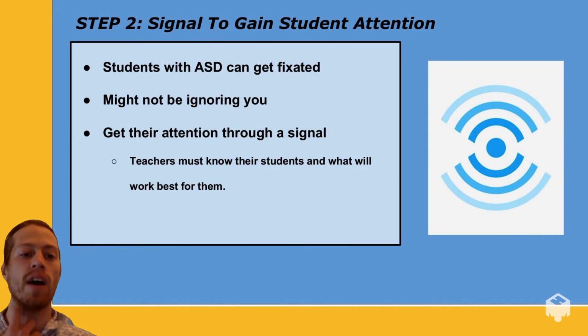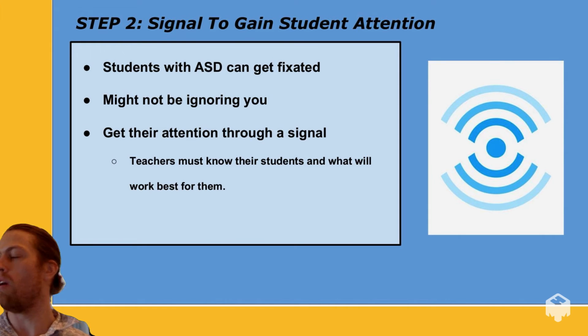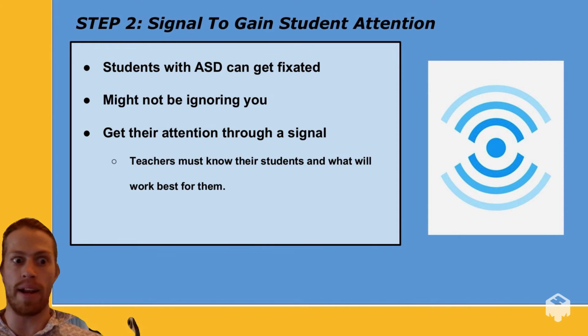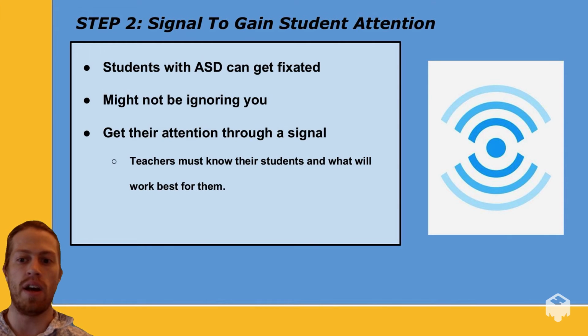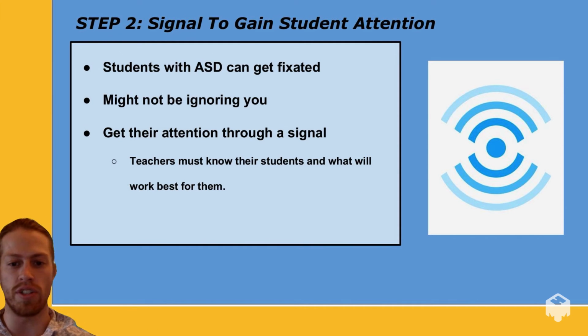And this will be based on you knowing who your students with autism are. What signal is going to work? Is it saying their name? Is it clapping your hands? Flicking a switch of the light might not be appropriate for certain students. That might be stressful, but for others, that might be a signal that could work. So it's up to teachers to learn and understand that.